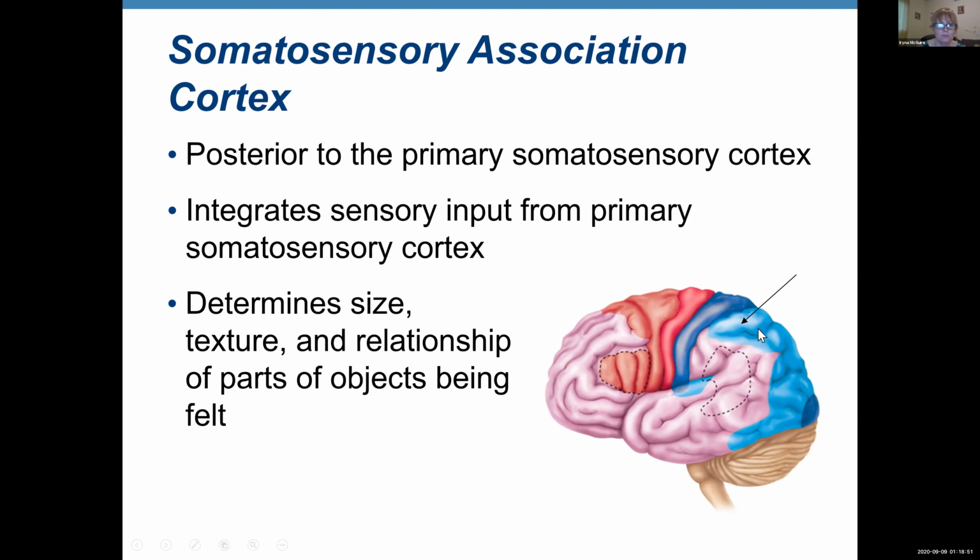This part of the brain determines size, texture, and relationship of parts of the object being felt, right? So you're touching something, and you know, oh, I'm touching something. So this is your primary. But now, well, what texture is that? Is that kind of big or small? That's your association. Kind of like you associate this information with what you already know, right?